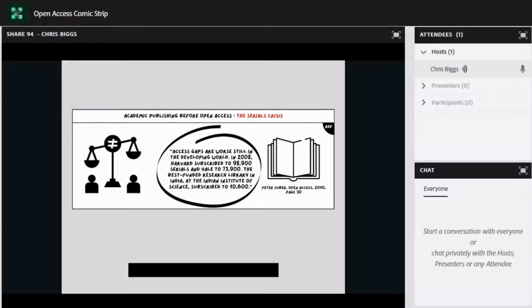This reduction in access is compounded by inequalities of wealth. Access gaps are worse still in the developing world. In 2008, Harvard subscribed to 98,900 serials and Yale to 73,900. The best-funded research library in India, at the Indian Institute of Science, subscribed to 10,600. So, the serials crisis increases access gaps.